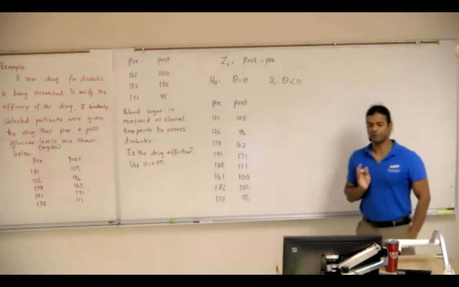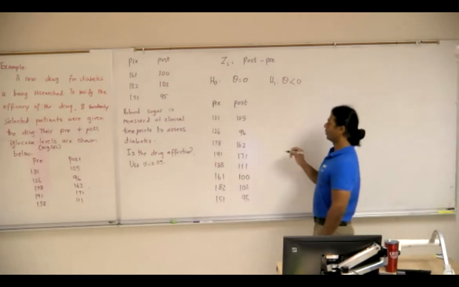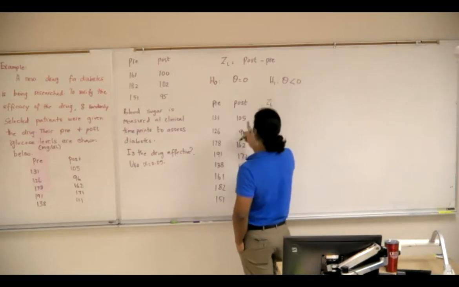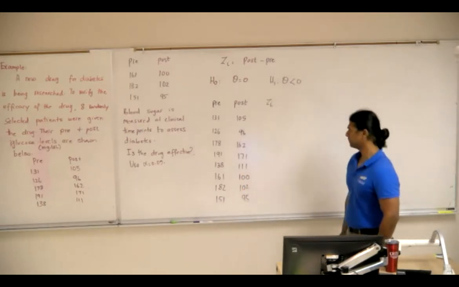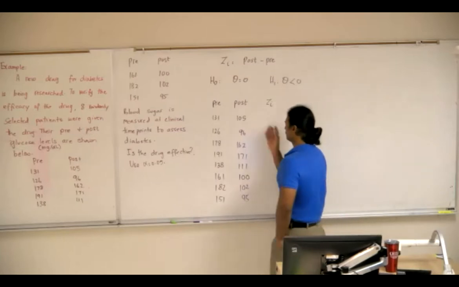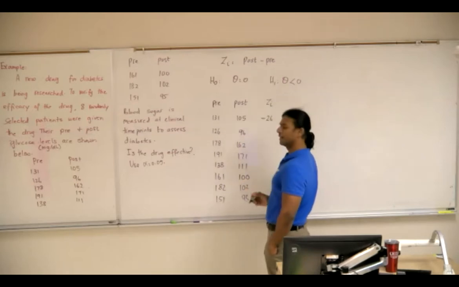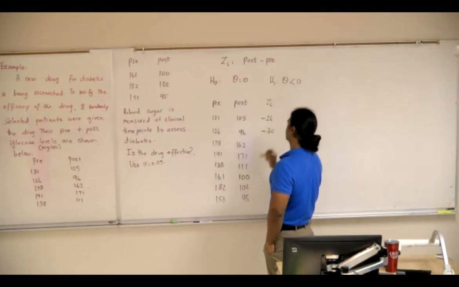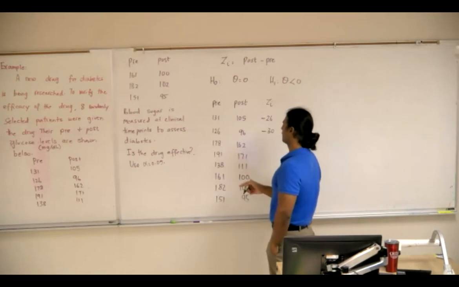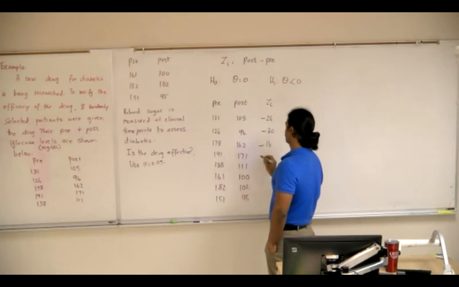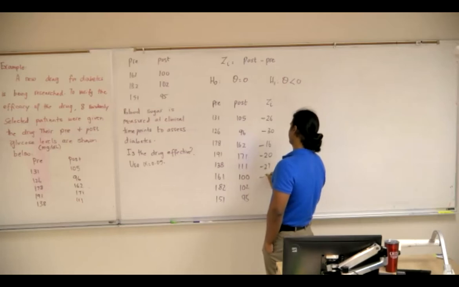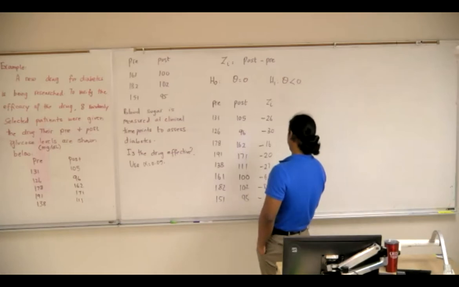Step one, we've got to find the difference. We have defined the difference as post minus pre. So 105 minus 131, negative 26. 96 minus 136, negative 30. 162 minus 178, negative 16. 171 minus 191, negative 20. Negative 27, negative 61, negative 80, negative 56.